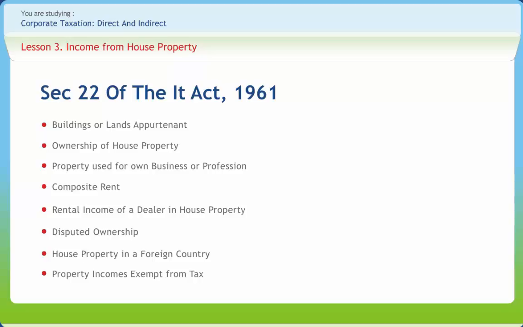The house property must not be occupied by the assessee for the purpose of any business or profession carried on by him, the profits of which are chargeable to income tax. Section 22 does not apply to cases where the owner occupies the house property for the purpose of any business or profession carried on by him. The profits of such business or profession are chargeable to income tax.